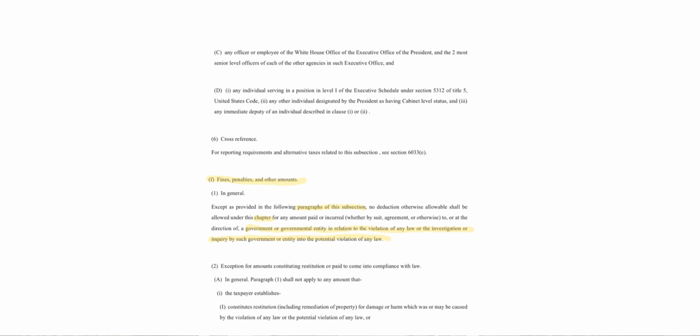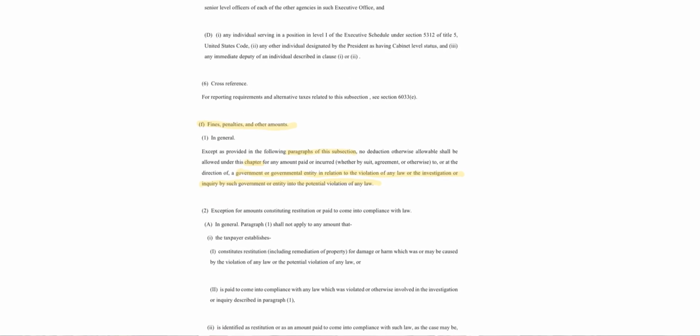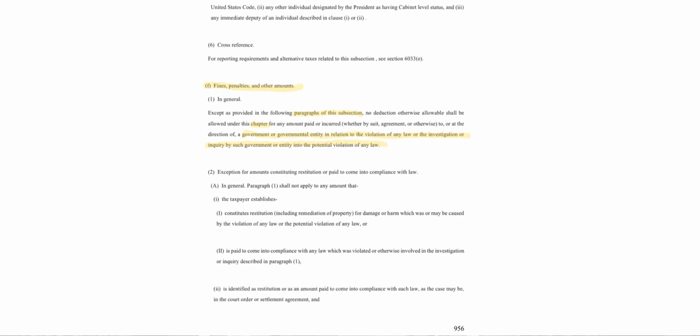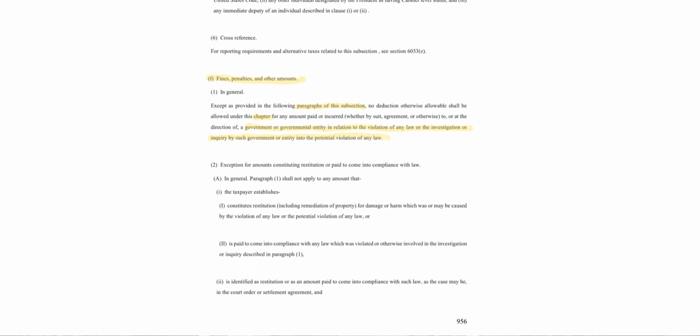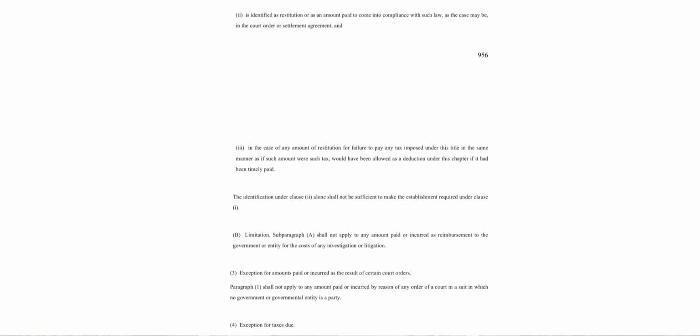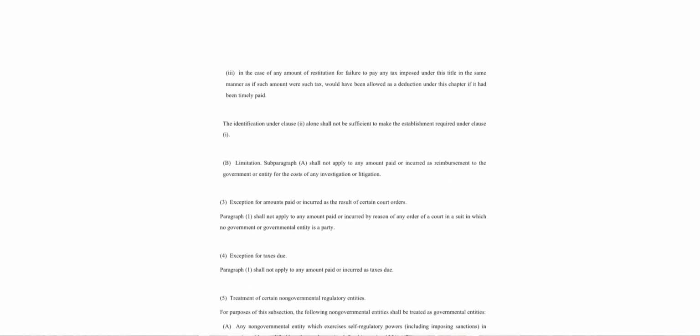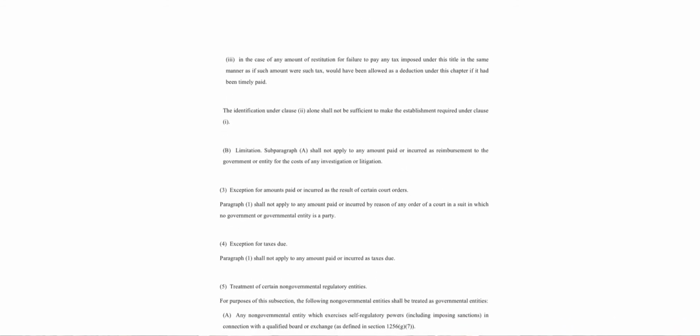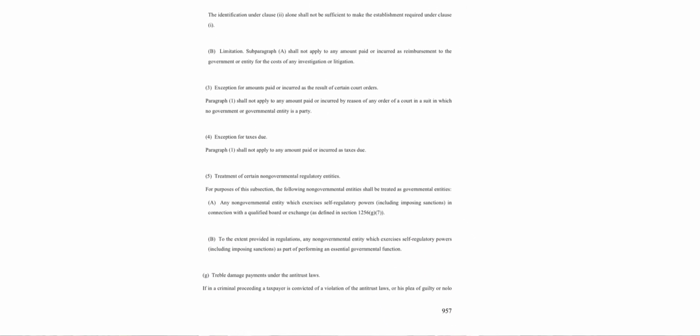This sounds like what we have here of Maria. Maria is paying a governmental agency a fine for speeding, right? The police or sheriff or whatever, okay? And then there's the paragraphs below, paragraph 2, exception for amounts constituting restitution or paid to come into compliance. That's not what we have here. That'd be like if you're paying an amount to come into compliance, right? 3, exception for amounts paid or incurred as a result of certain court orders, no. Exception for taxes due, no. Treatment of governmental regulatory entities, no. And then treble damages is where you go to the next subsection.